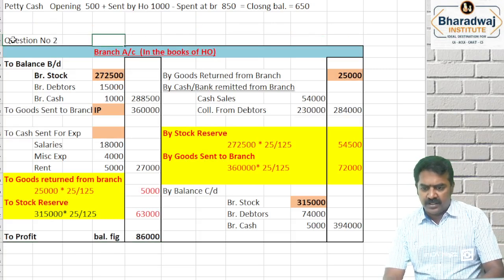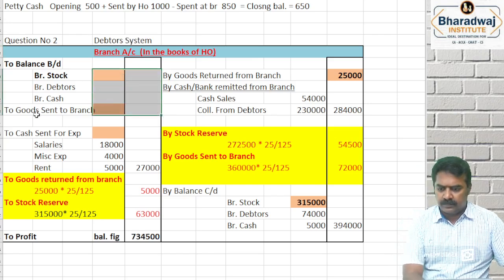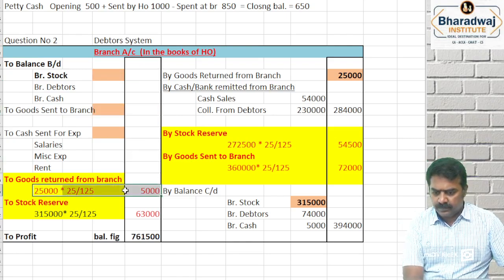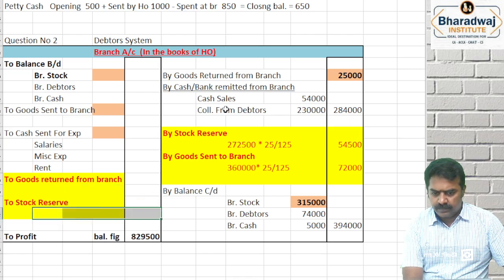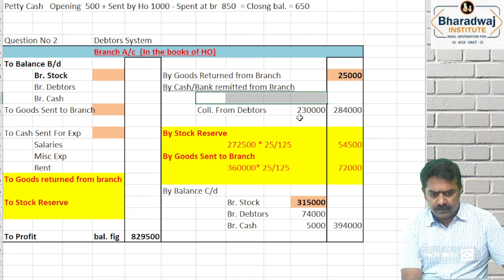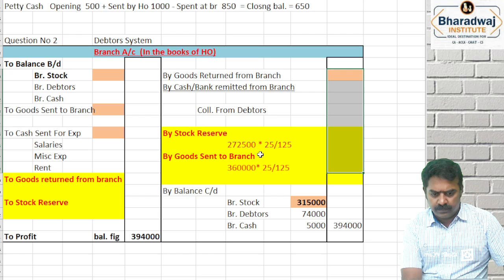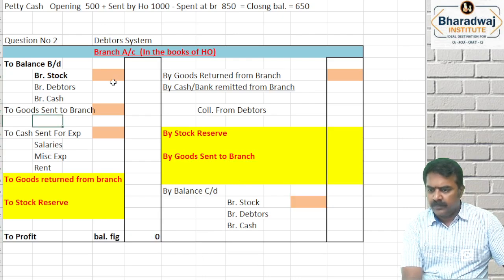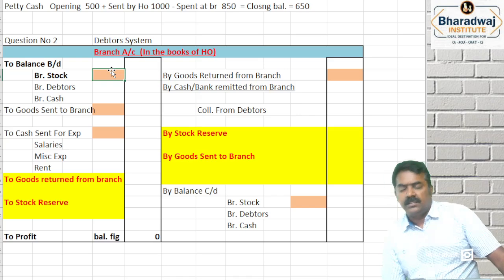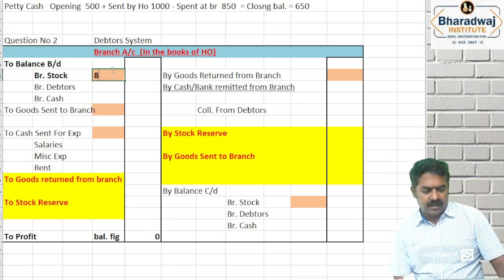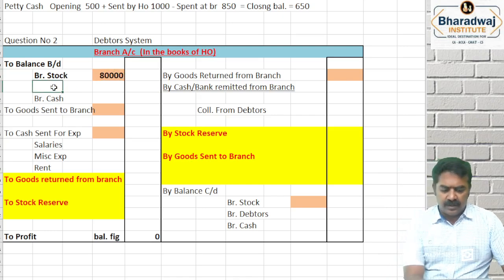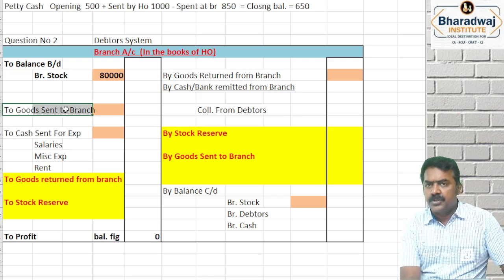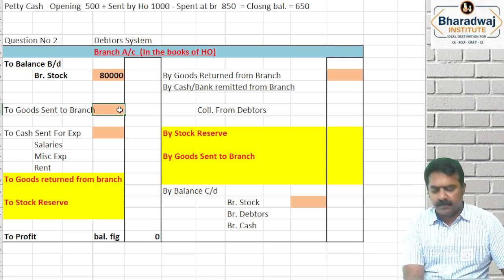Question number 2, first let us solve under which method? Stock and debtors system. What is the opening stock given? Cost plus one third, 80,000. Opening debtors is not available. Opening cash also not available. Goods sent to branch, 1,30,000 at invoice price.